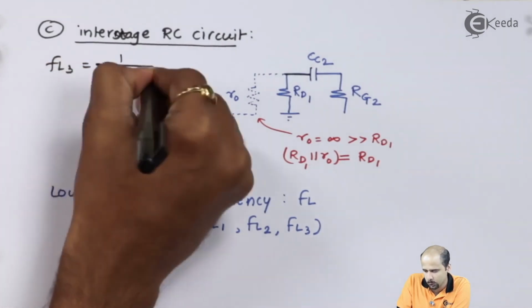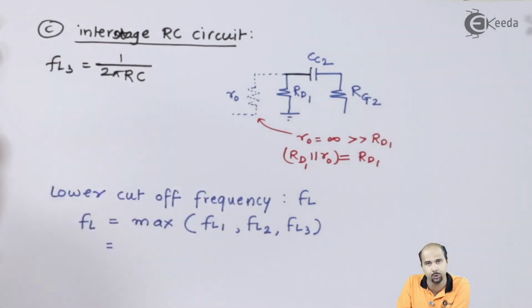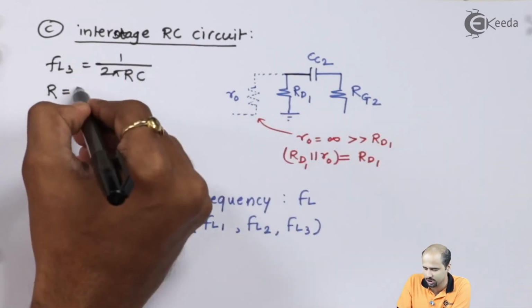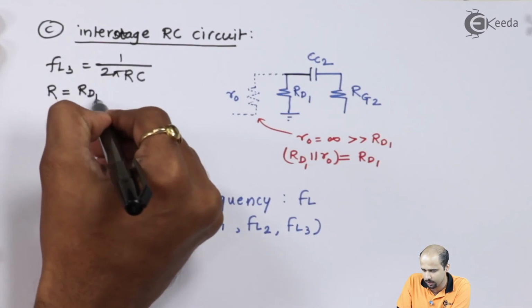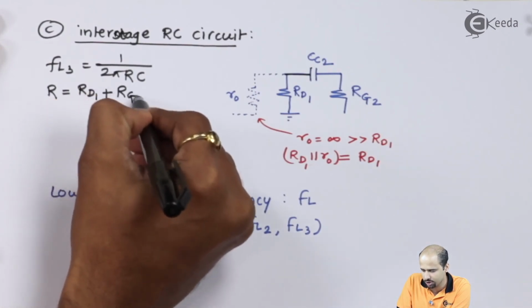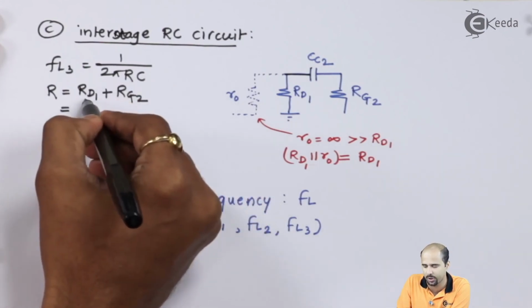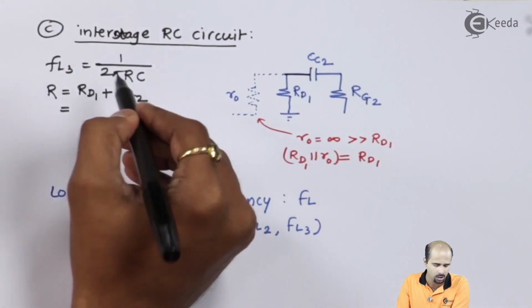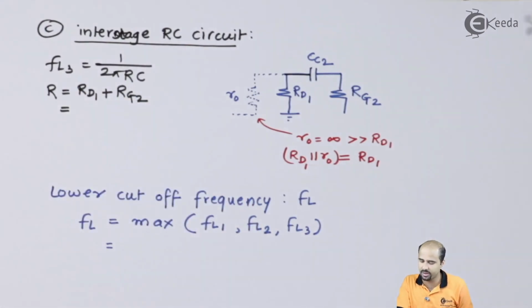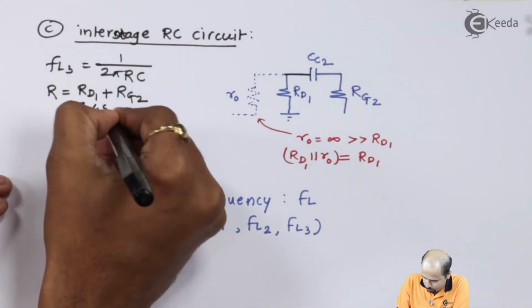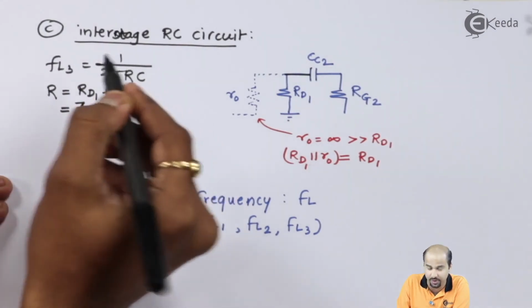So FL3 is equal to 1 upon 2 pi R into C. Your R value is nothing but the addition of RD1 and RG2. So RD1 plus RG2, this particular value you have to calculate. RD1 is 1.8 and RG2 is in mega. So this value will become a very, very high value, 7.456 mega ohm. It's a very huge value.